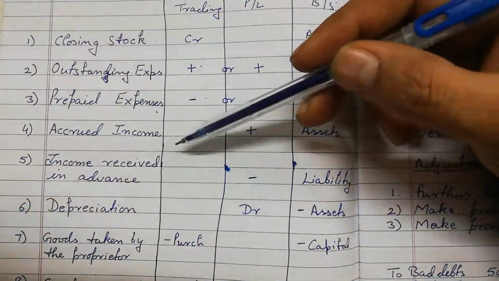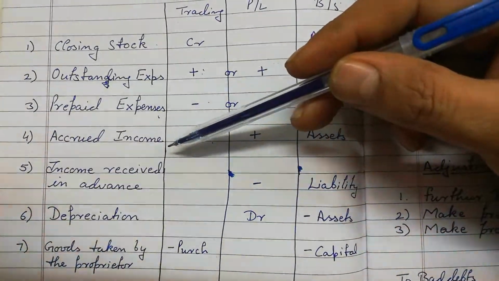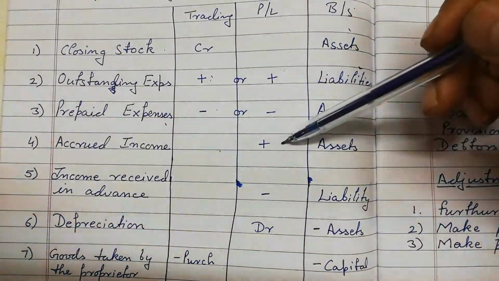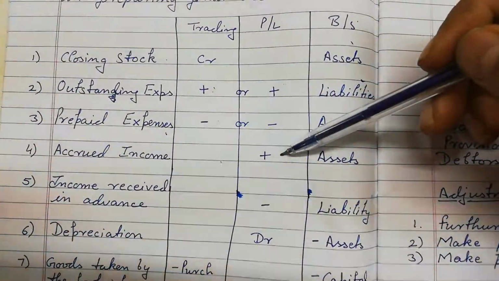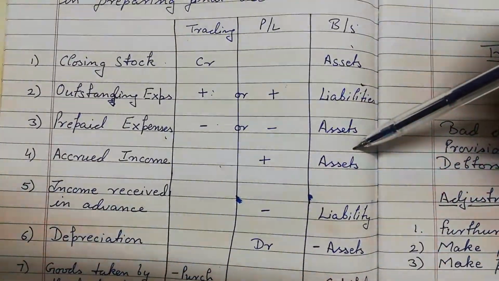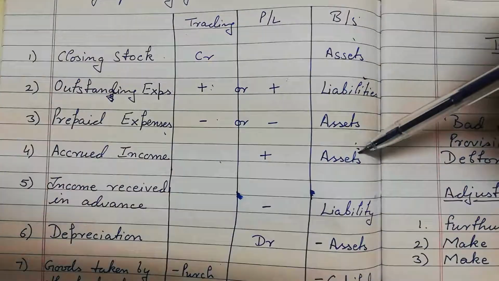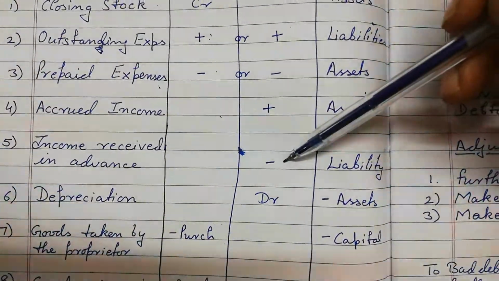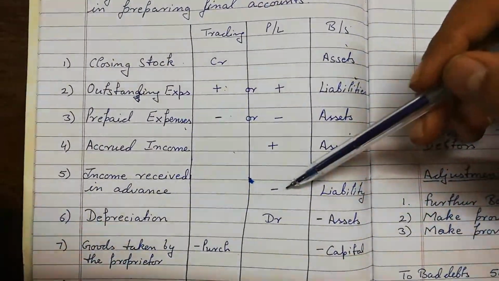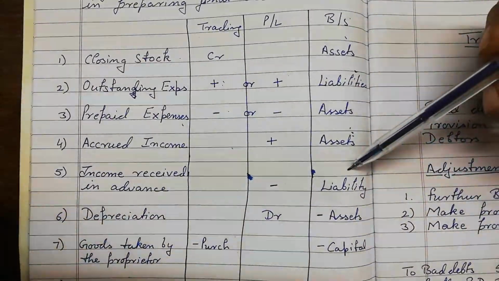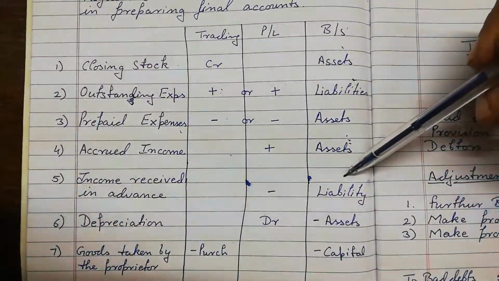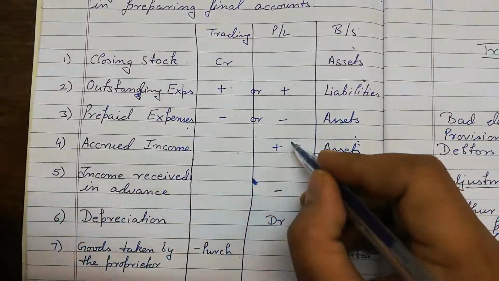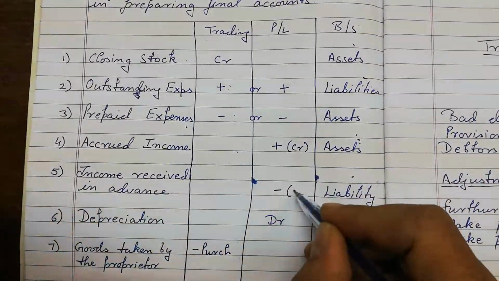Then accrued income. Accrued income, that is, outstanding income. Income due but not received. It will be added in the profit and loss account and will be shown on the asset side of the balance sheet. Income received in advance. It will be minus from profit and loss, and it will be on the liability side of the balance sheet. You know, income belongs to the credit side of the profit and loss.